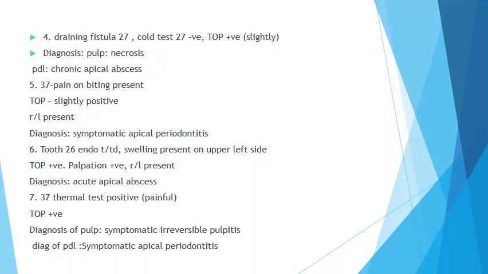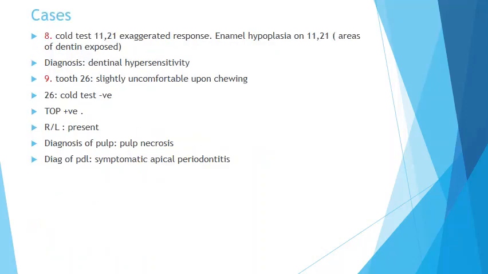Now next is 3-7. The tooth's number is 3-7. Thermal test is done and it is positive and patient has a very painful response. It is given, patient has a painful response. It is very painful for the patient. And tenderness on percussion is present. Like when you did the percussion test, it is positive. So the pulp diagnosis will be symptomatic irreversible pulpitis because it is very painful and EPT is positive. So TOP positive means symptomatic apical periodontitis. Moving on to next case.